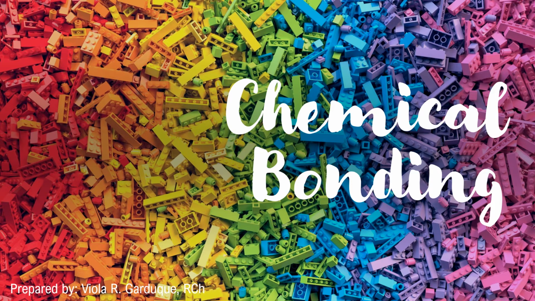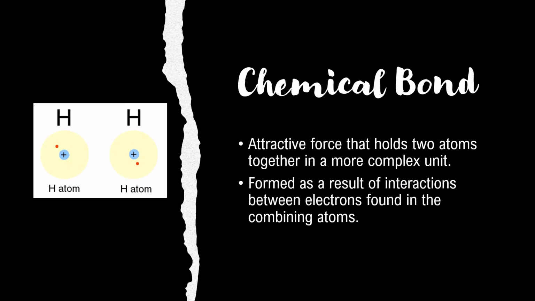Today we are going to talk about chemical bonding. So when we discuss chemistry, we would always encounter chemical bonds. Let us first start by a definition of what a chemical bond is. A chemical bond can be defined as an attractive force that holds two atoms together in a more complex unit. It is formed as a result of interactions between electrons found in the combining atoms.